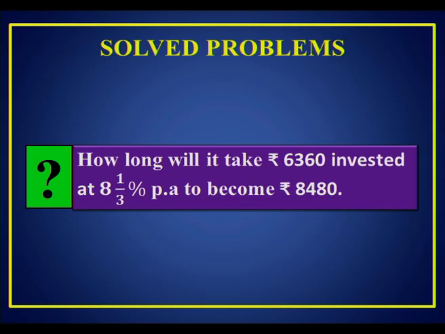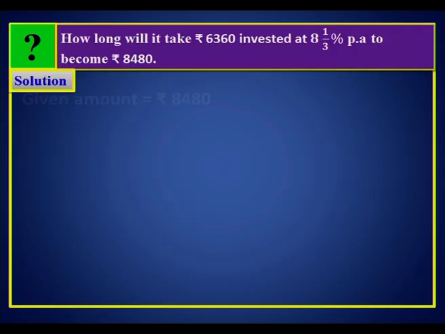How long will it take for 6360 invested at 8 1/3% per annum to become 8480 rupees? Let us start with the solution.